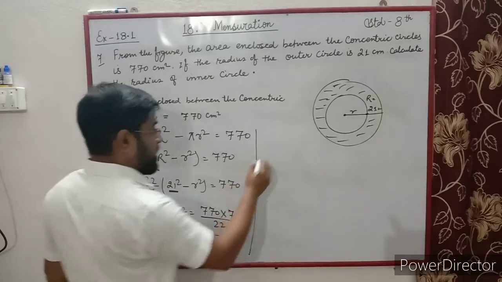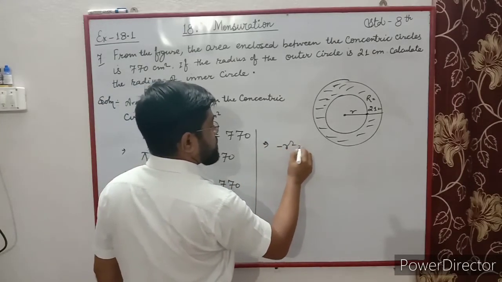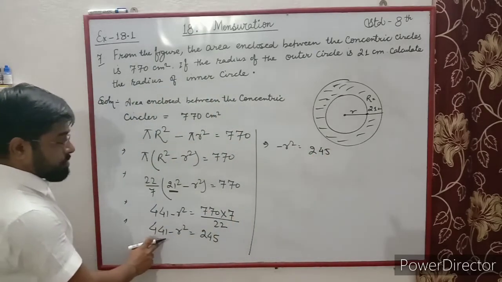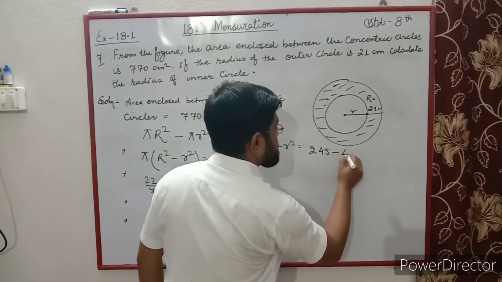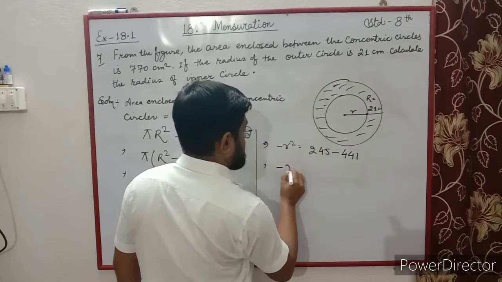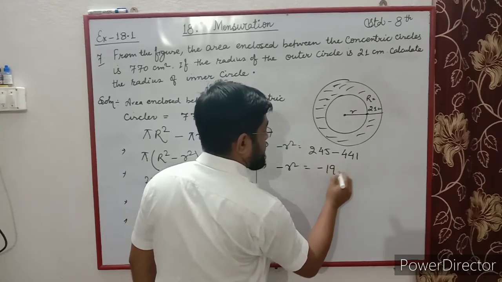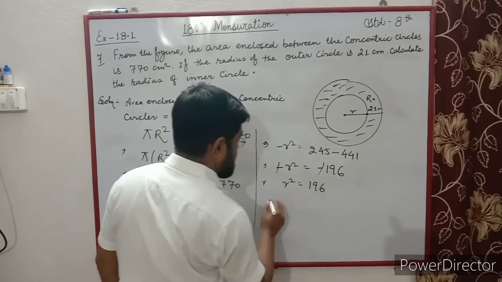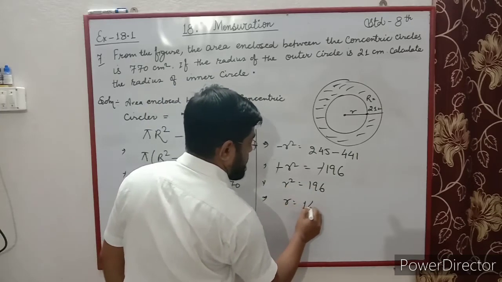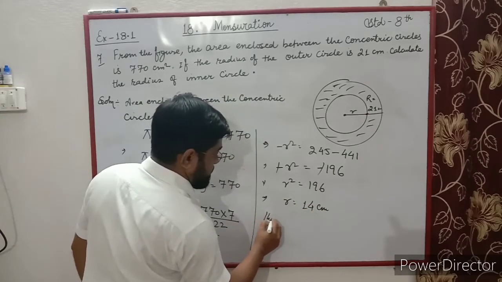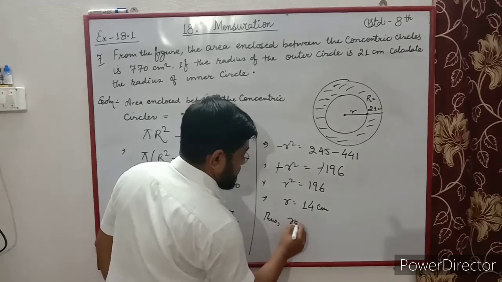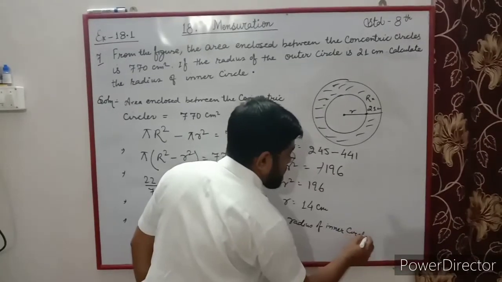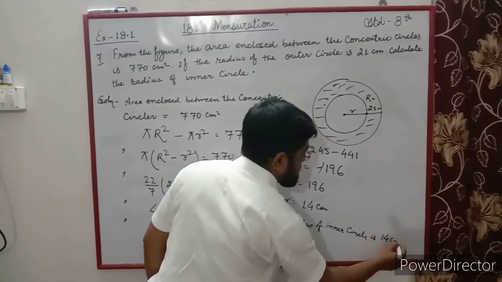Now minus r square is equal to 245 minus 441, go that side, it becomes minus 441, so we have minus r square is equal to minus 196, minus minus cancelled out, so we have r square is equal to 196, so r is equal to 14 centimeter. Thus the radius of inner circle is 14 centimeter. That is answer.